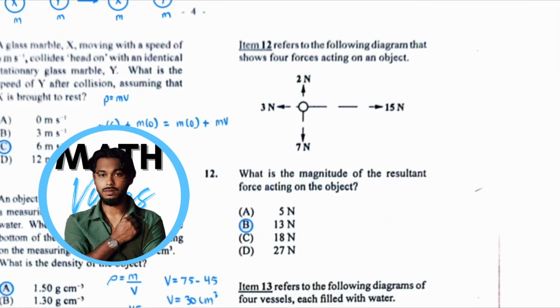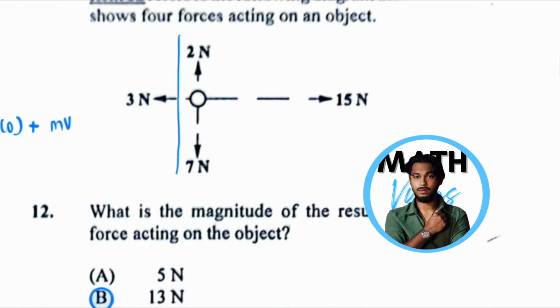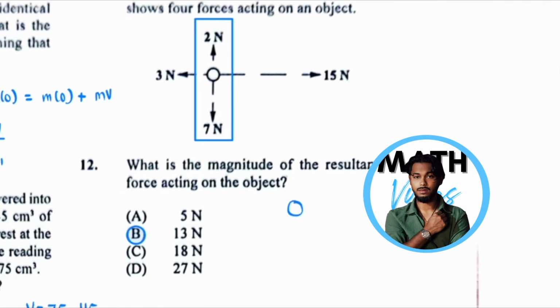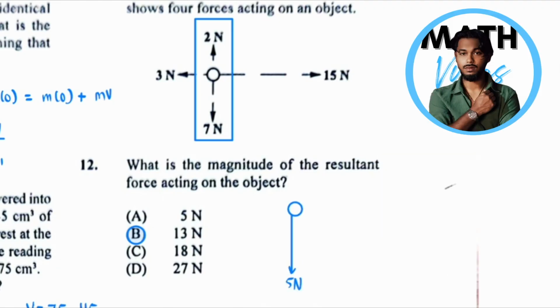Question 12. What is the magnitude of the resultant force acting on the object? So with these kind of questions, I would like you to consider the vertical components first and then the horizontal components. But you're comparing them, but you're looking at them separately. So let's consider the vertical forces first. If I have a force of 2 newtons acting upwards and 7 newtons acting downwards, that would mean that my resultant force would be a downwards force that's acting 5 newtons downwards.